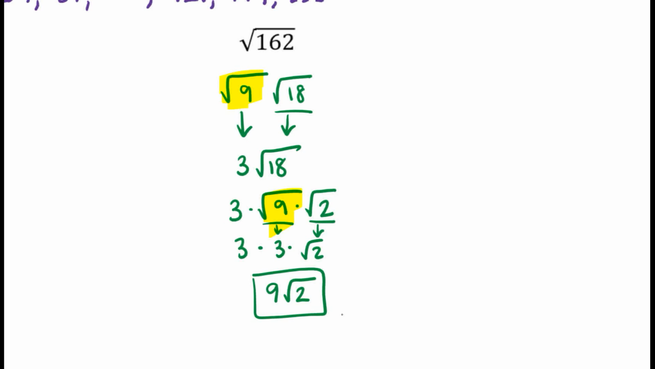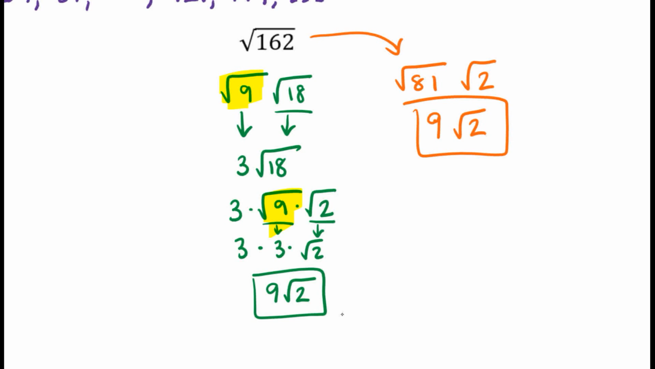You could actually shorten it up if you had found a bigger perfect square factor. 162, I think, is actually divisible by 81. Yeah, because 81 times 2 is 162. So I could have instead started it out by doing root 81 times root 2. Root 81 is just 9. Root 2 I rewrite, and then I'd be finished.